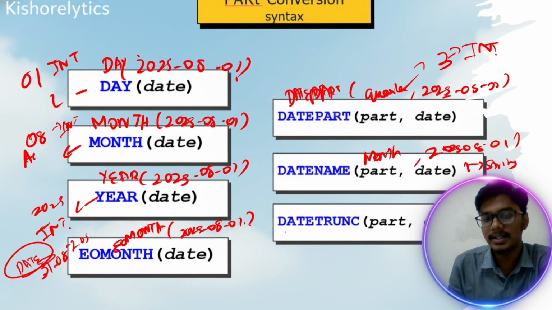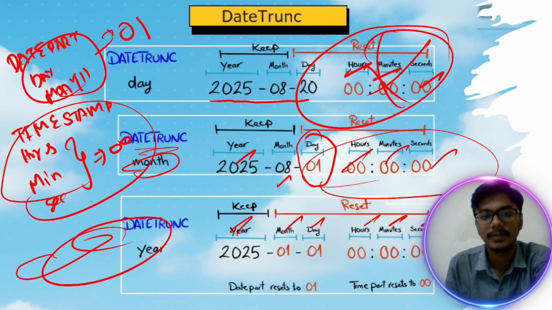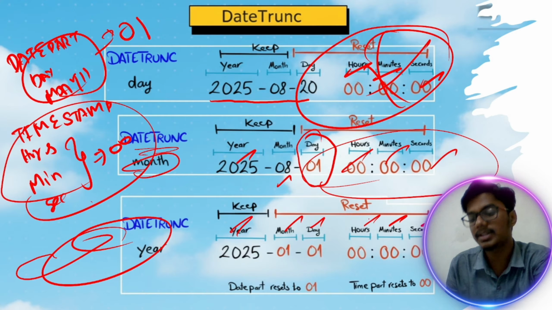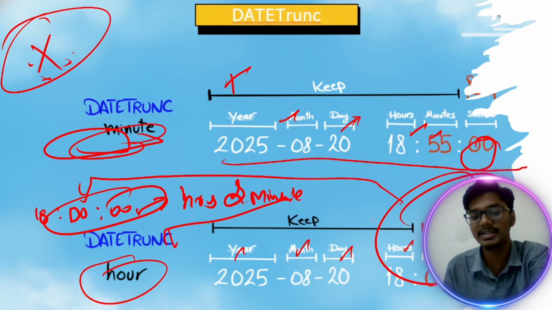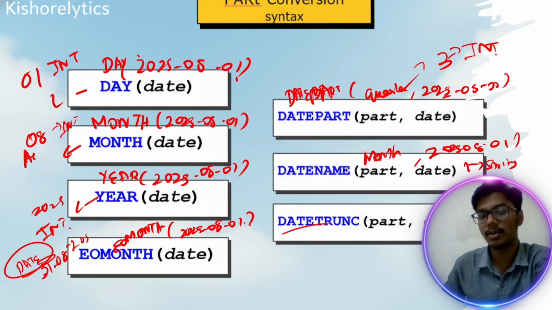If we consider the DATETRUNC function, we specify which part to truncate to. It may be the day, the month, the hour, the minutes, or the year. So that's why we specify which part.